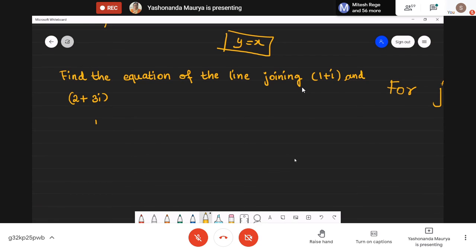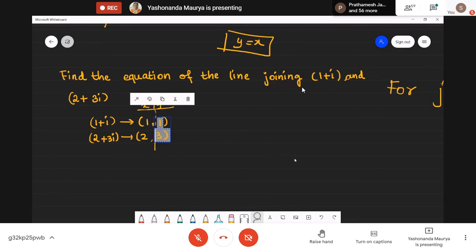This 1 plus I will correspond to the point 1 comma 1 and 2 plus 3I will correspond to the point 2 comma 3. Now, when we are dealing with this, actually these are the x and the y coordinates. Can you see this? So what is the variation for x? It is from 1 to 2. And the variation for y will be from 1 to 3 along the line.